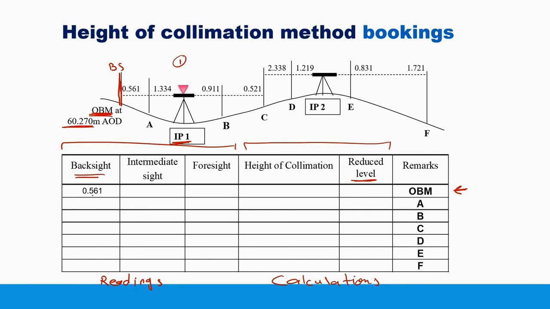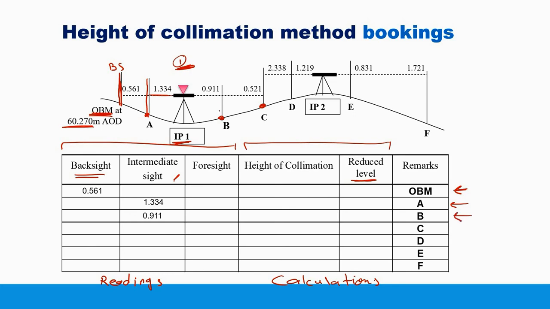This is the first reading, and then we are interested in points A, B, and finally C from this station of the level. So let's move the leveling staff to A, locate the leveling staff here, and then collect the reading here. Let's say it is 1.334. I will write it down here. This is point A. On the same line for point A, I will record the reading for the intermediate site. This is intermediate site, and it is 1.334.